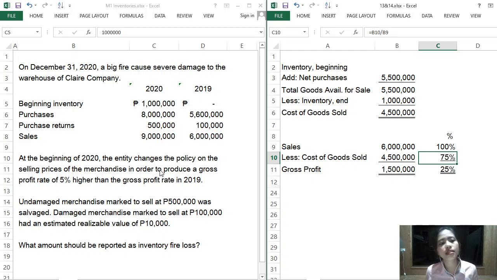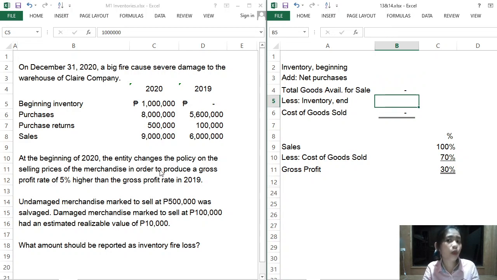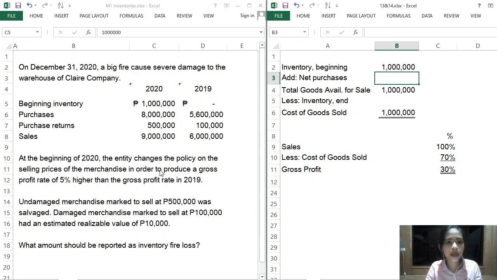And the problem says na on 2020, tinaasan natin. So parang medyo mas malaki na yung markup. Siguro mas gusto natin na mas malaki yung income. Kaya tinaasan natin ang markup. So instead of 25, nag-plus 5 tayo. So we now have a 30% markup. And that makes our cost of goods sold 70. Now, delete ko na muna to. And let's focus on 2020 this time. We now have a beginning inventory of 1 million and purchases or net purchases of 7.5.